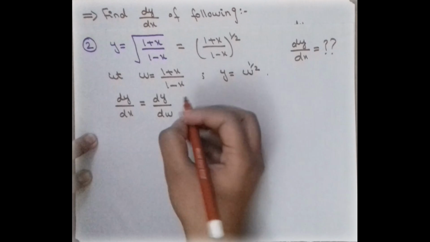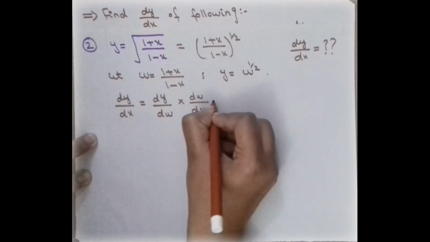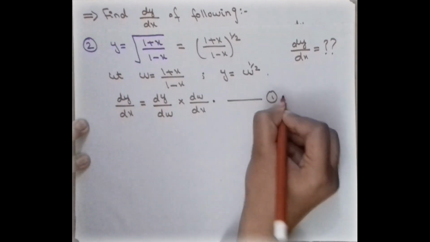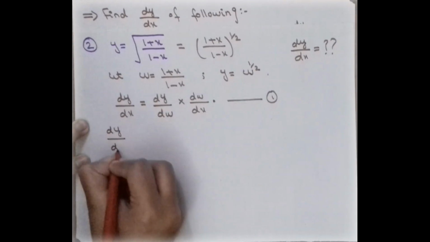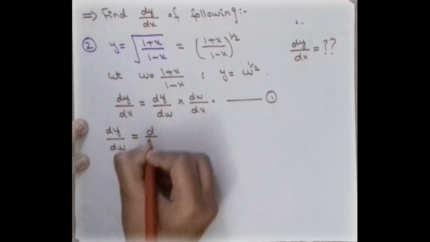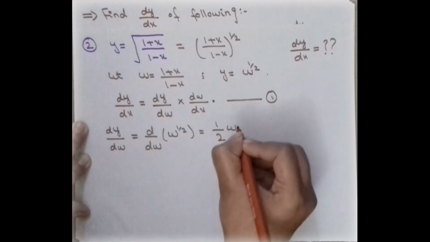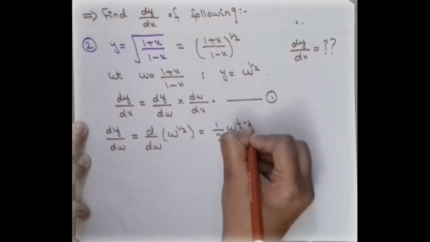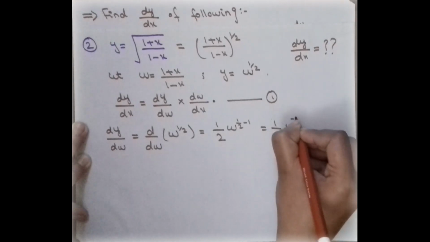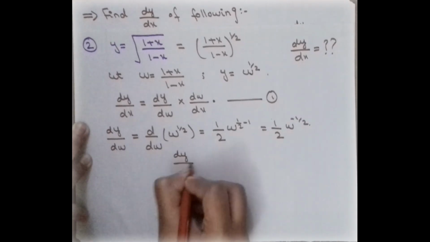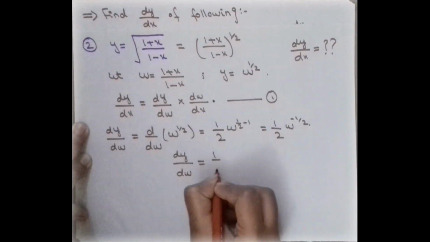Suppose any variable you want. So multiply dw over dx. Basically this is the chain rule. Suppose this equation is 1. We have to take the derivative with respect to w. So we can write it as w to the power 1 over 2, so 1 over 2 w to the power 1 over 2 minus 1. So we are left with 1 over 2 w to the power minus 1 over 2. It is a very big mistake if someone does not put back the value of whatever you supposed.